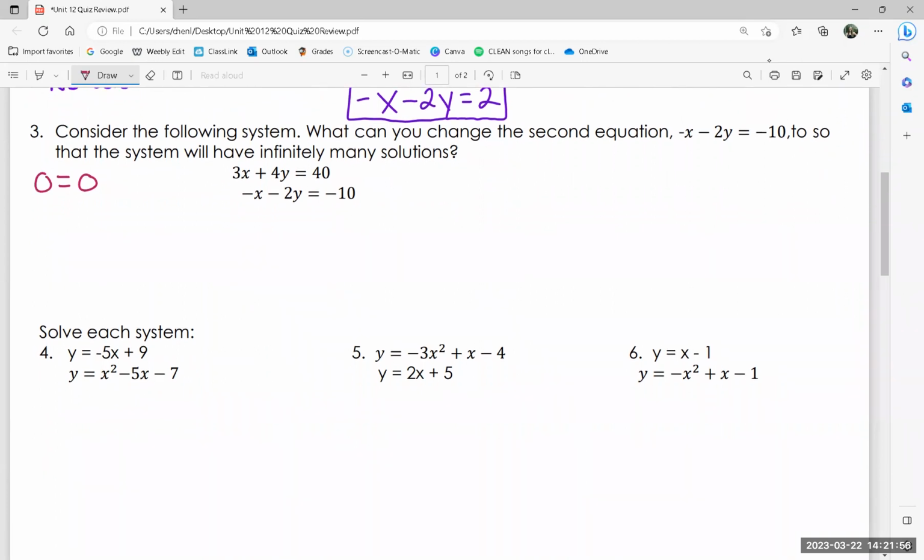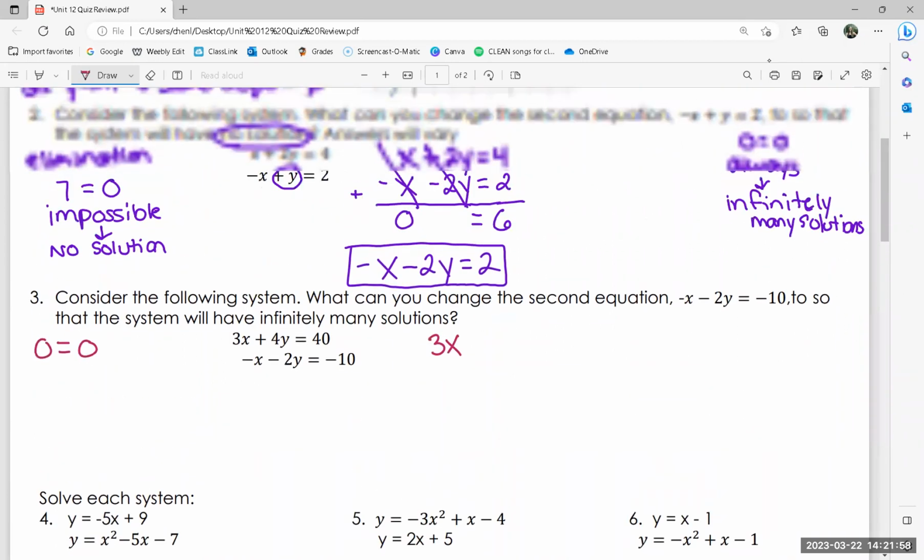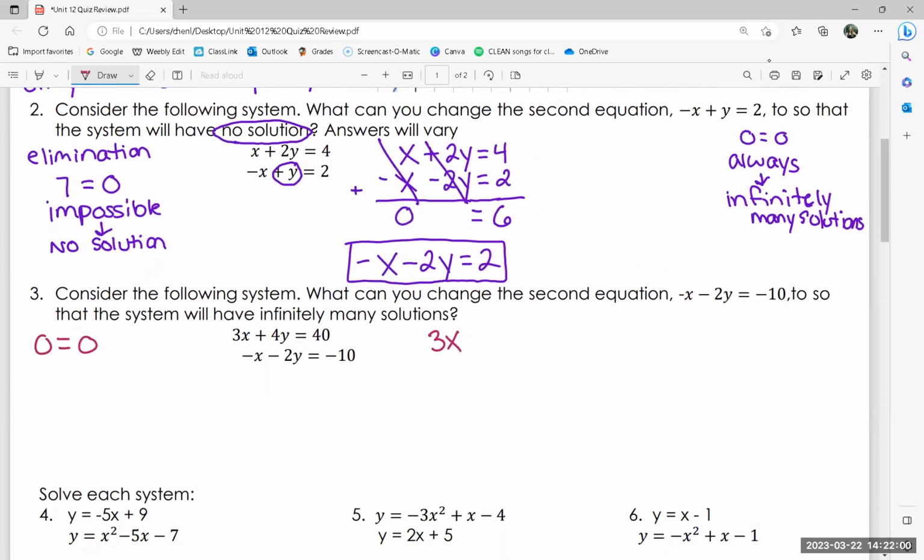my top equation is staying the same, so let's just leave that as a note. 3x plus 4y equals 40. I'm going to backtrack slightly and just make sure that I circle this. So we're looking for infinitely many solutions, just so I don't forget it again. Okay, so I need all my variables to cancel. So I need this negative x to become a negative 3x, so that when added to the equation above it, the x's will cancel.